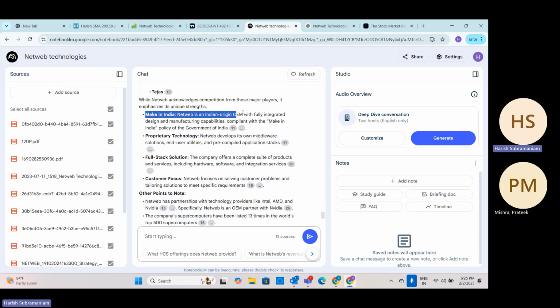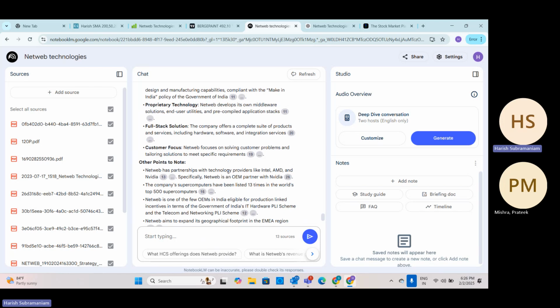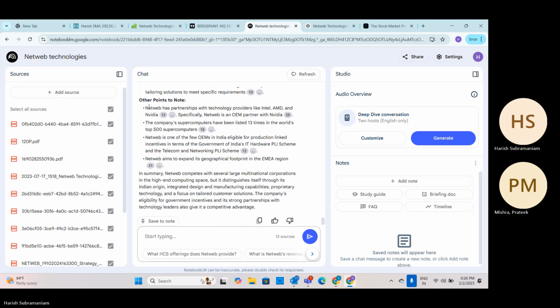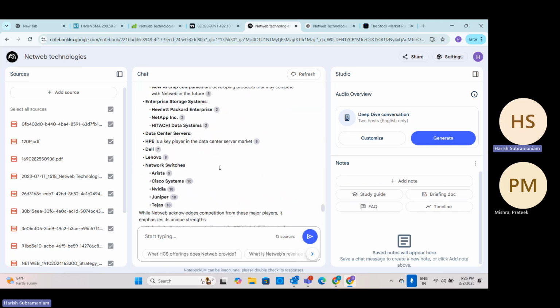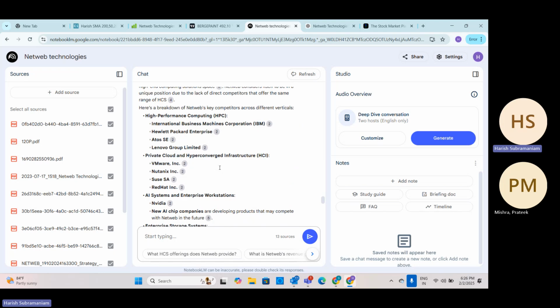Because of the Make in India policy, the government, institutions and others will typically buy from an Indian company, and this company has a benefit. Proprietary technology, it has its own solutions, full stack solutions, and customer focus. It has partnerships with technology providers, and it is an OEM, original equipment manufacturing partner with NVIDIA. And the company's supercomputers have been listed now 13 times. So we see, okay, this company doesn't have competition, at least in India. And from a Make in India perspective, this company can do well.